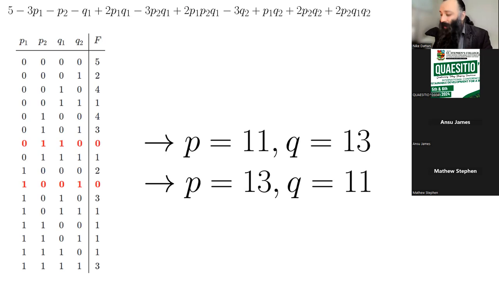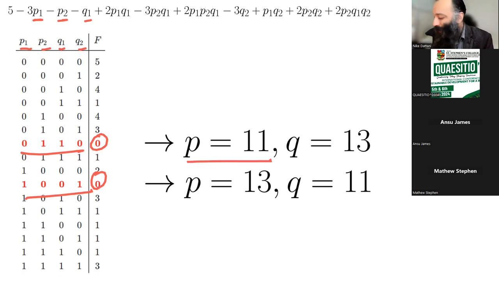Now, physically, we can treat P1, P2, Q1, Q2 as qubits, each of them either zero or one. And we can evaluate the function for each of these variables. We find that the minimum is zero at two locations. One of them is P equals 11, Q equals 13. The other is P equals 13, Q equals 11.